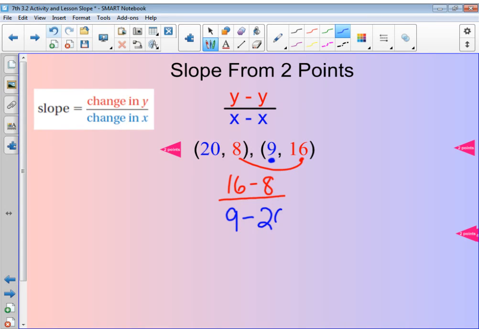minus 20. And I know lots of times kids, adults, whatever, they want to do the bigger number minus the smaller number, so they get positives, but that affects whether your slope's positive or negative. So you have to go in the same order. So now if I do 16 minus 8, that's going to give me 8 over 9 minus 20, positive versus negative. Those are different. Find the difference, which is 11. The larger number was negative, so it's a negative 11. In the end, it's negative 8/11 for my slope.